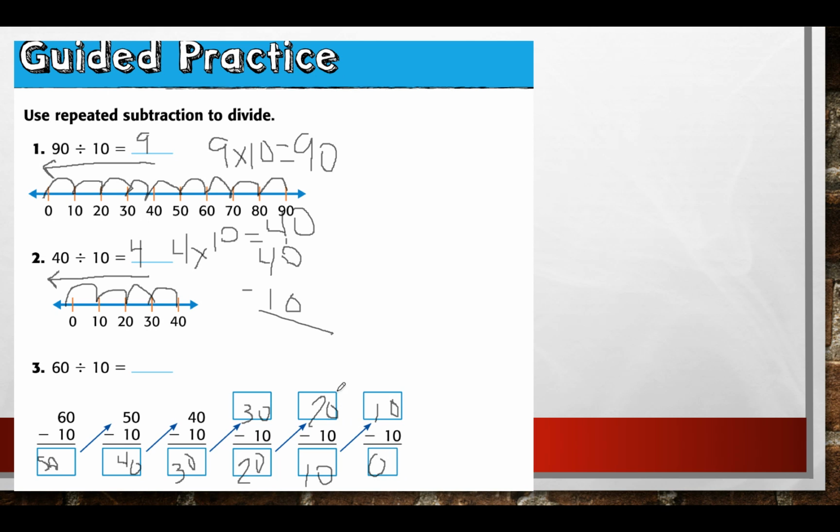So I'm done subtracting. So now I look to see how many times I used repeated subtraction. And it was 1, 2, 3, 4, 5, 6. So my quotient is 6. And I can check my answer by using the inverse operation, which would be multiplication. I start on the end and I go to the beginning. So I start with this number, which is 6 times 10 equals 60. Okay.